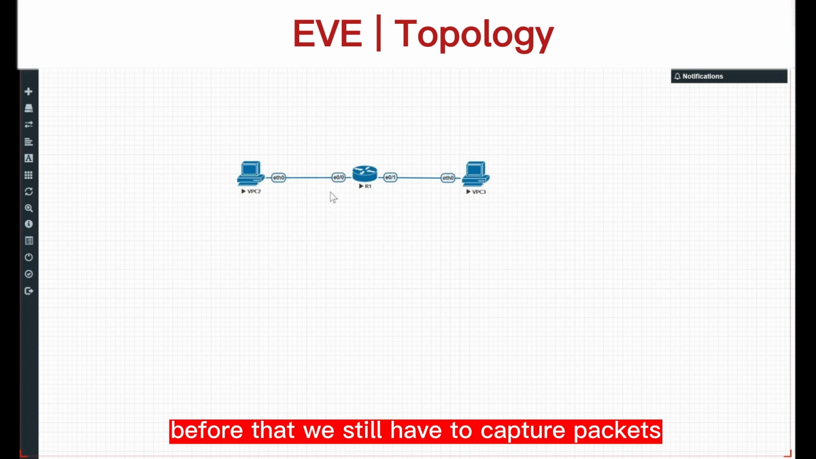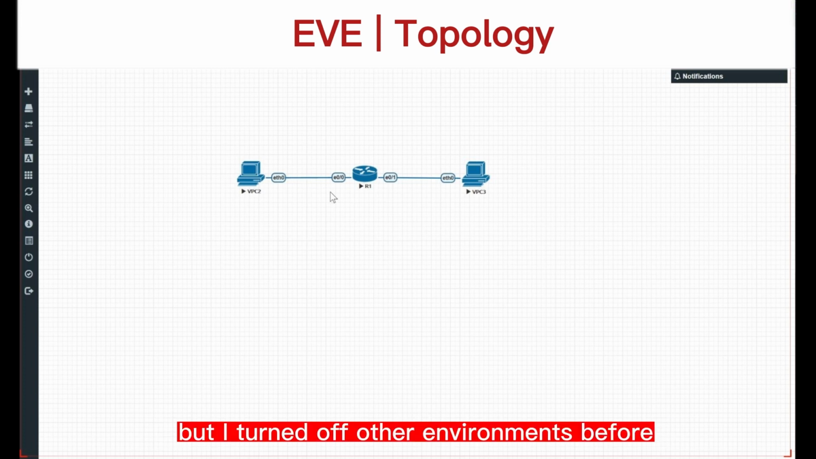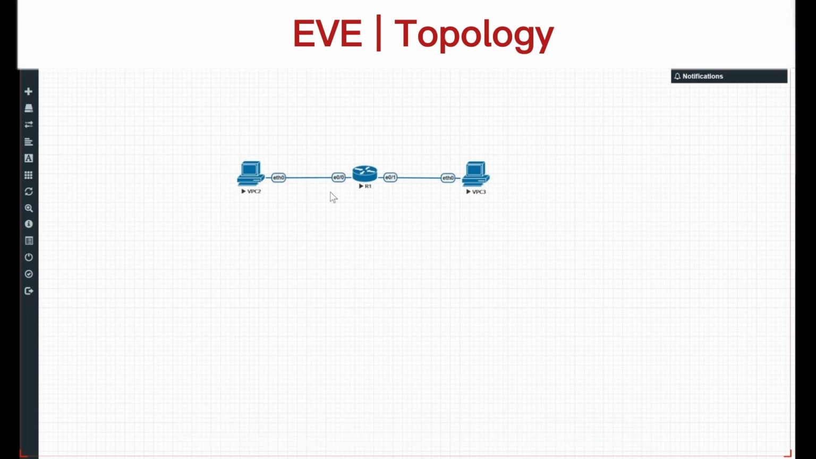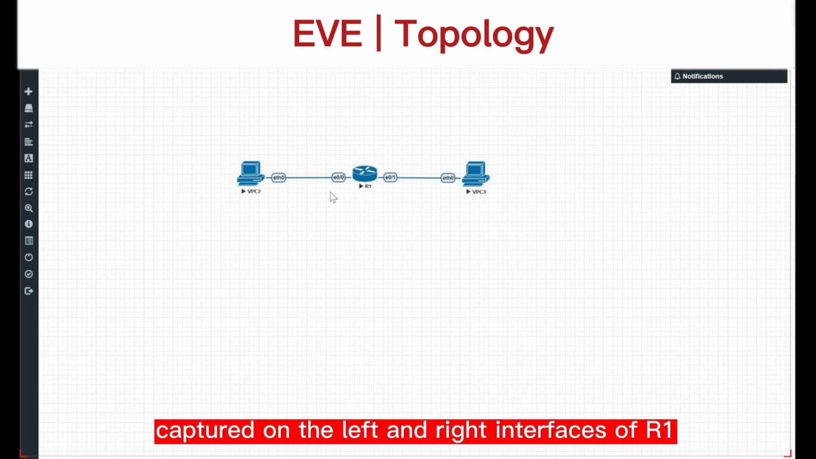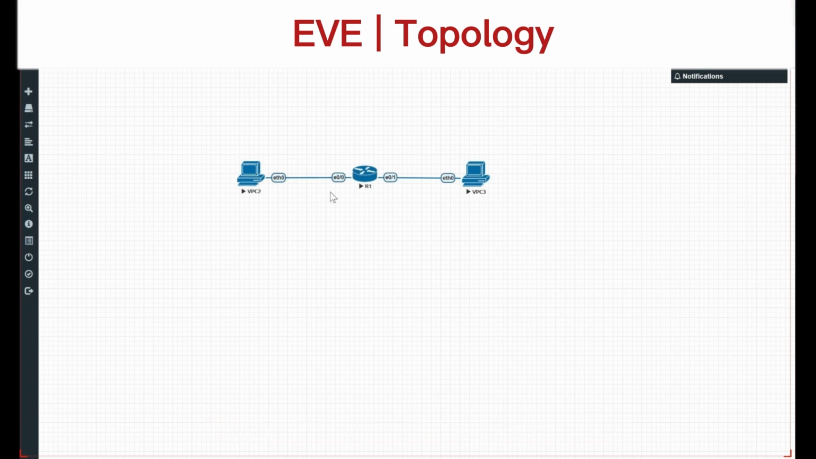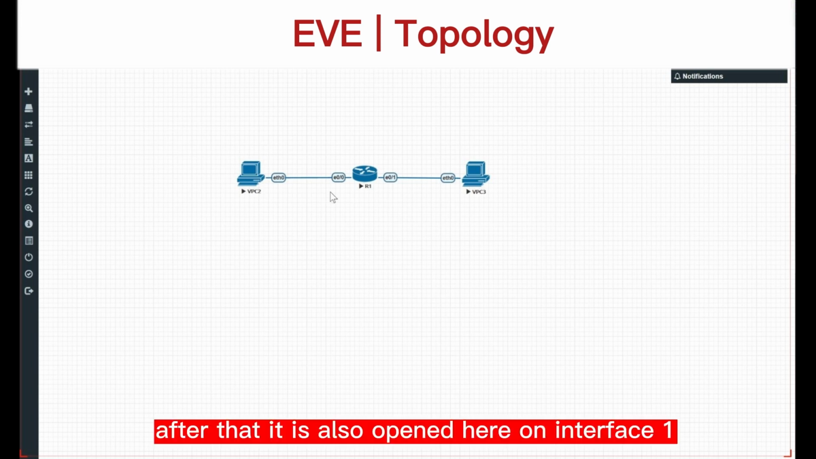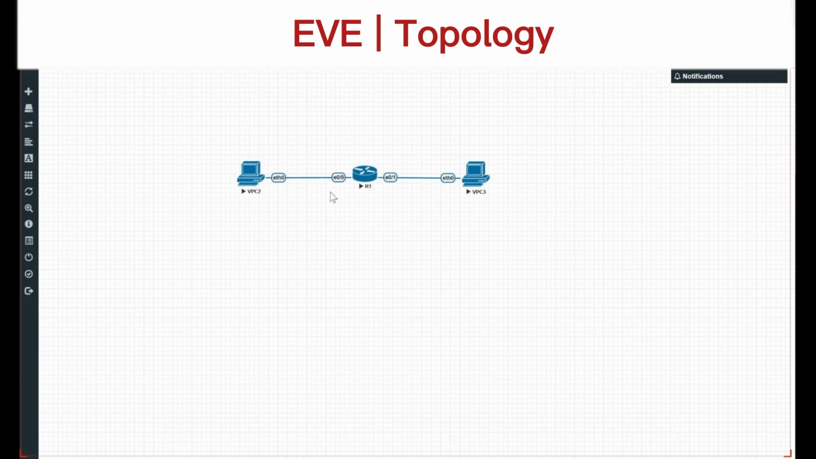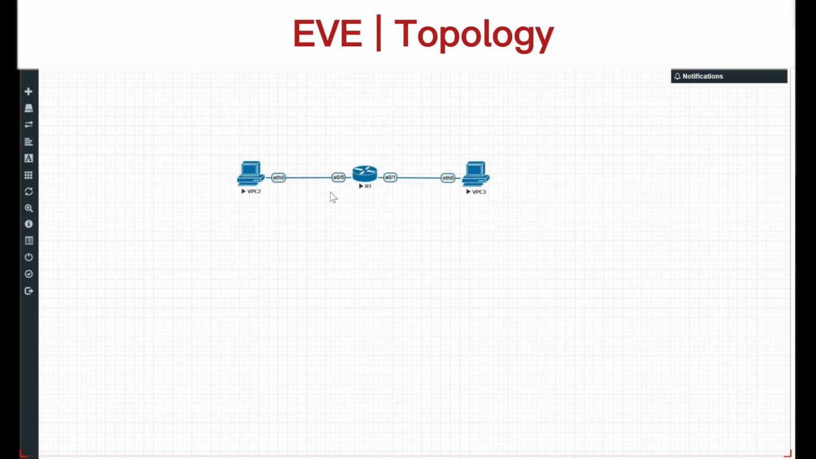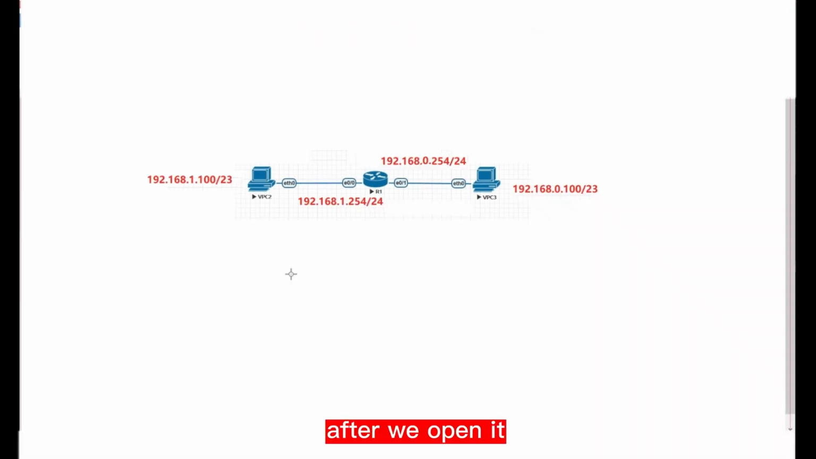Before that, we still have to capture packets. But I turned off other environments before, because this is the previous configuration. We captured on the left and right interfaces of R1. First look at the 0 interface on the left. After that, it is also opened here on interface 1. That is, we now capture on both interfaces. After we open them, let's go on.